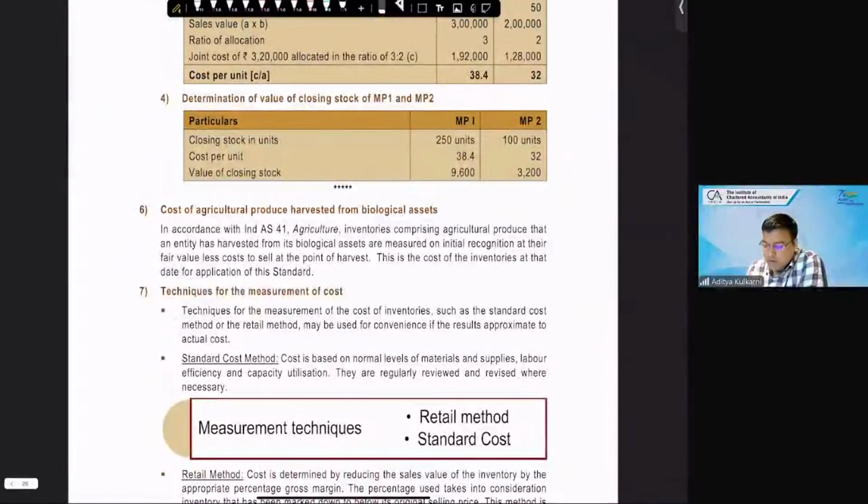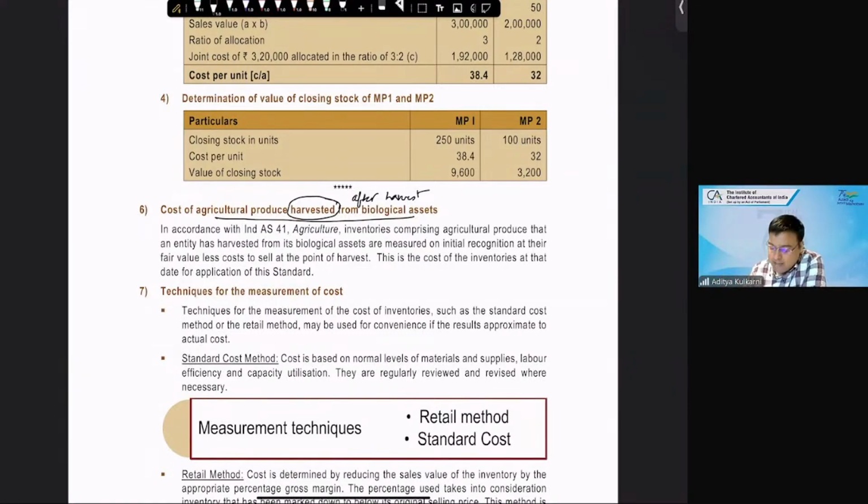Okay. What about agricultural produce harvested from biological assets? You remember I had told you scope exclusions: complete exclusions, agricultural produce at the point of harvest. Partial exclusion, agricultural produce after harvest. This is talking about harvested. Harvested means what? After harvest. Is it covered under inventory? Presentation and disclosure, yes. Measurement, no. Measurement goes under Ind AS 2.